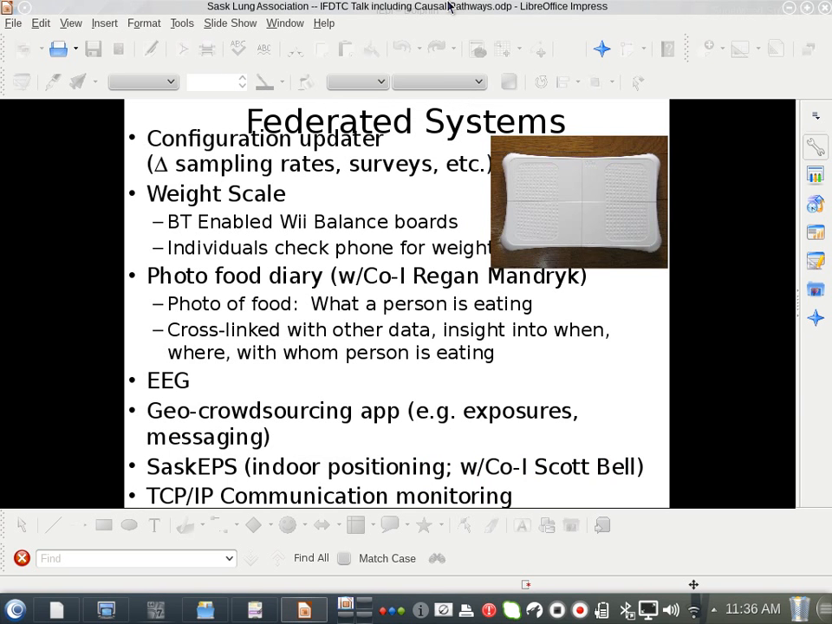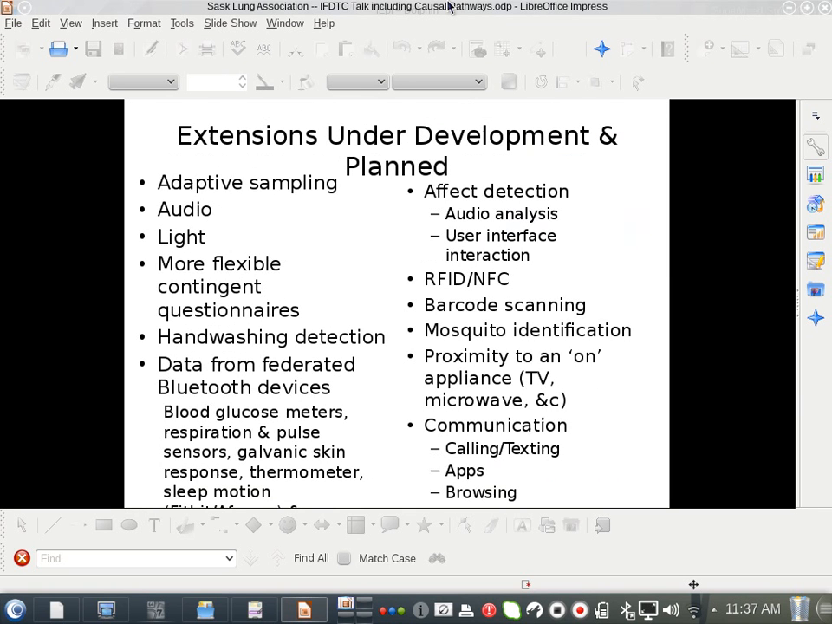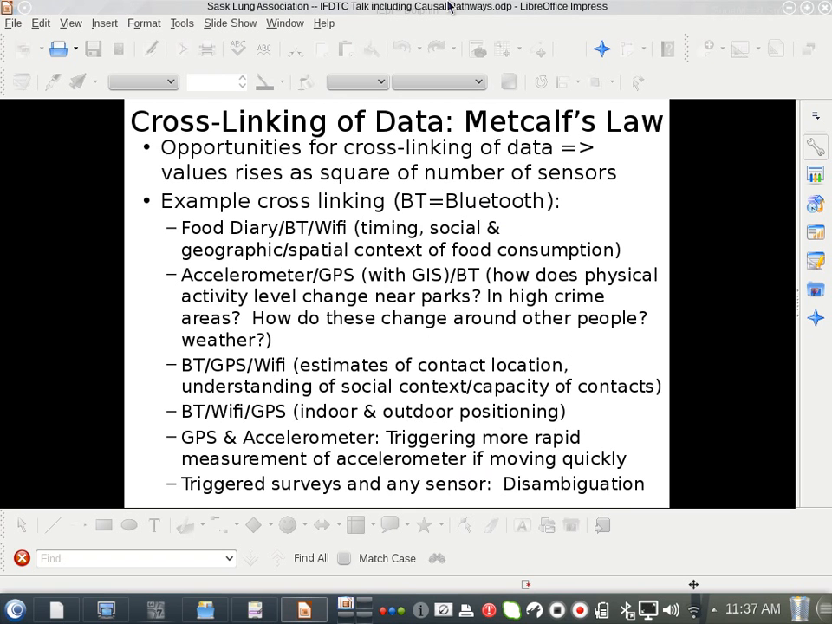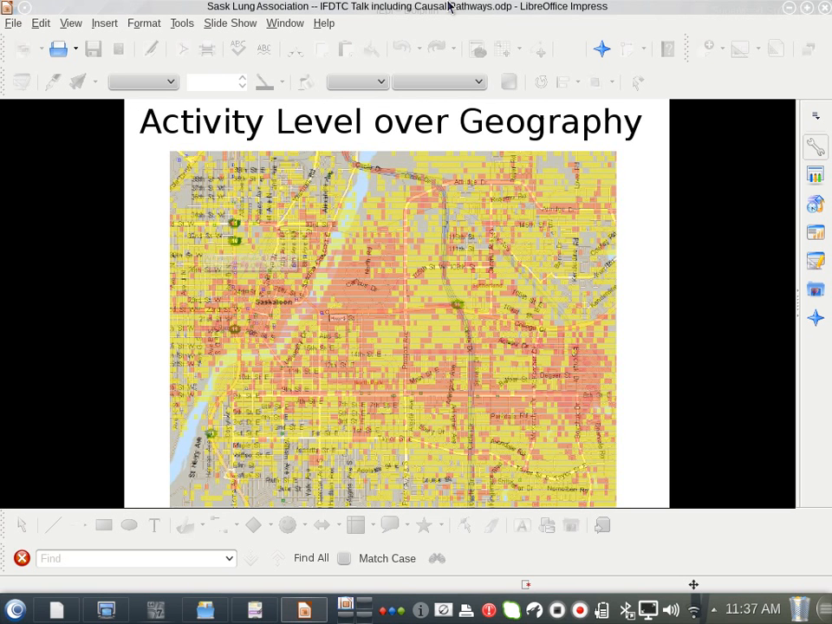We've combined these things with weight scales, with a photo food diary. Someone in another lab, Regan Mendrick's lab in our department, has combined it with EEGs to measure people's brainwave activity, to capture aspects of attention, et cetera. There's a number of other technologies, say, for localizing it indoors. So we can pick up a wide variety of components with a system like this, and what's really valuable is when we can cross-link this.